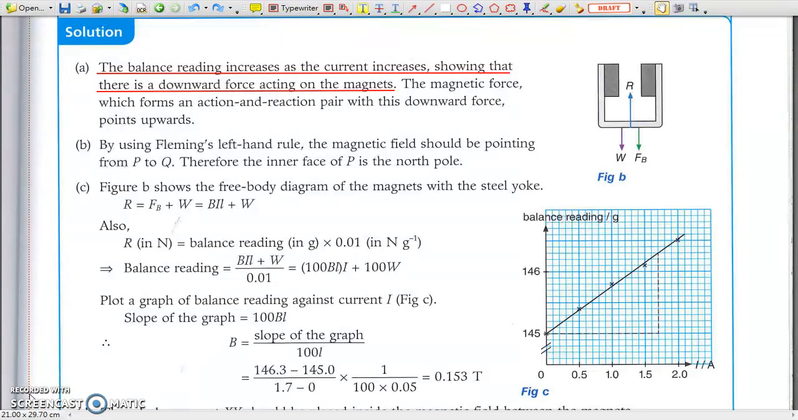Since the current flows from X to Y, we may find the direction of the magnetic field using the left-hand rule, which directs from P to Q. Try it yourself for part B.